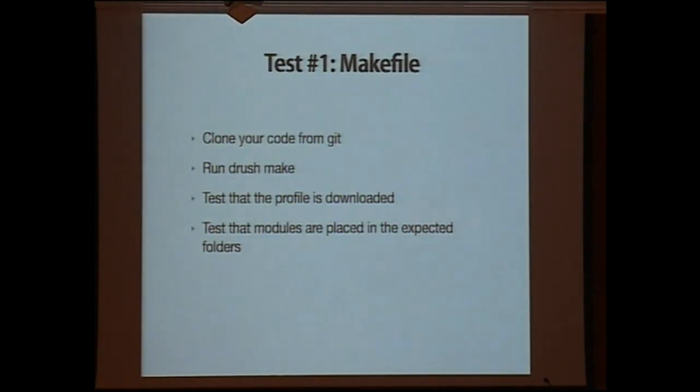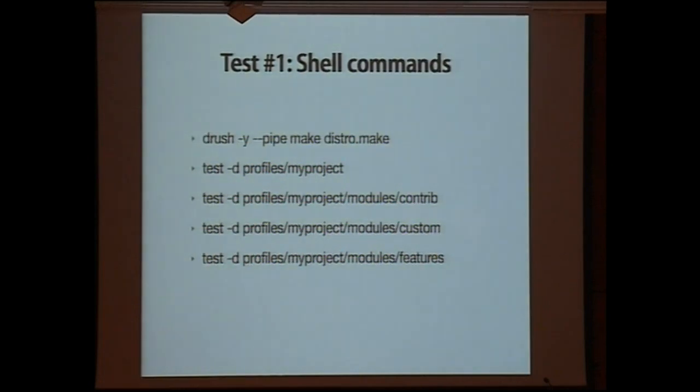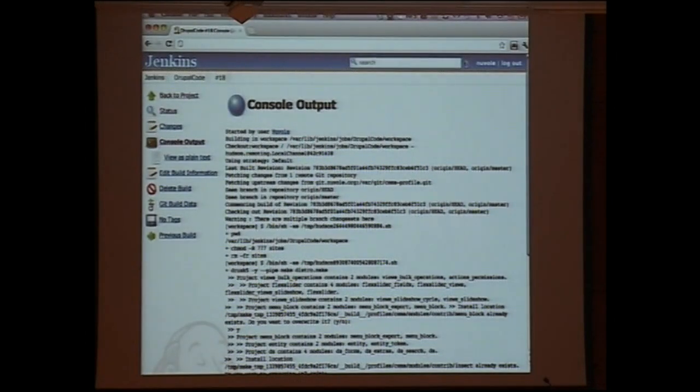So our first test is testing the Makefile. It will clone our code from Git, run Drush Make, test that the profile is downloaded, and do some very basic tests. You can see the commands here. But apart from getting the code, basically this is running Drush Make with the proper options, and then just testing that directories get created properly. Here's the output, and upon successful completion, we will go on with the second step.